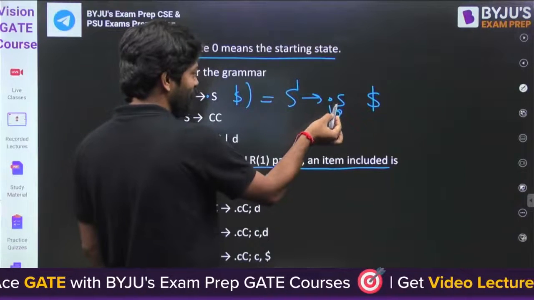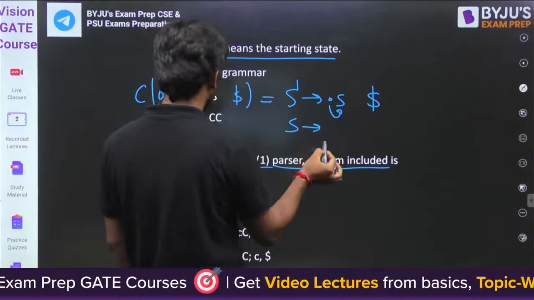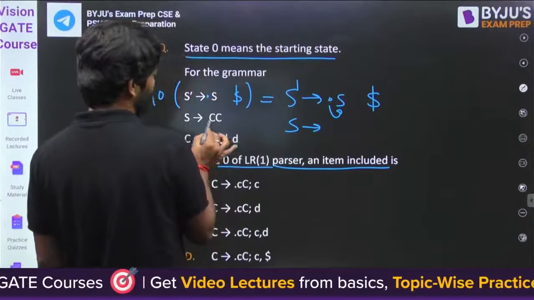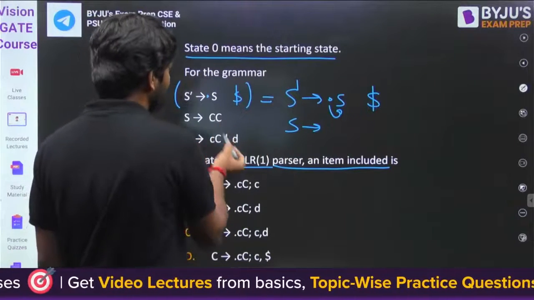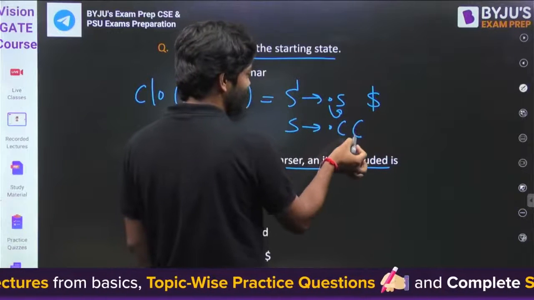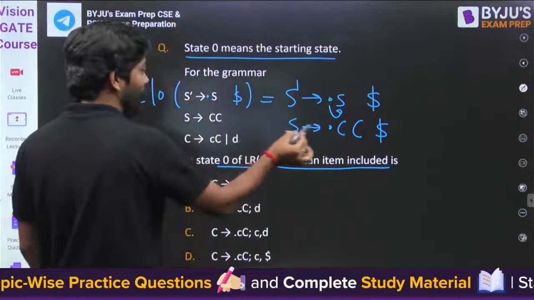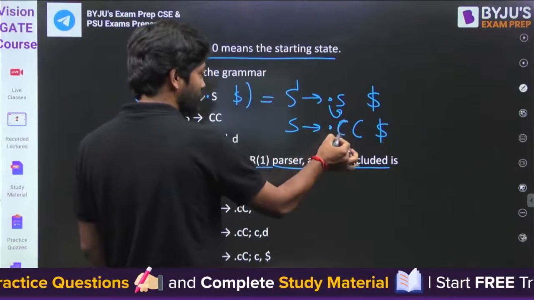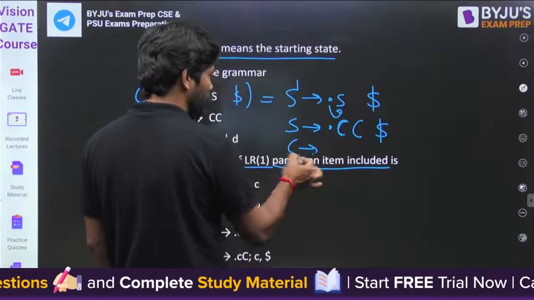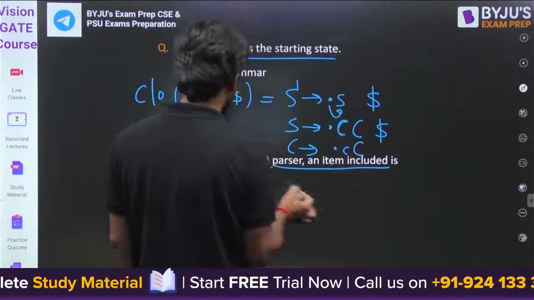S. It is a variable. Then add the production from the grammar. So S dash goes to what we have? We have S goes to CC. So I will write here dot CC. So due to this S, I am adding this production, so dollar will be there. Now after dot a variable is there, so we need to add the C production also. So C goes to dot C, small c and capital C, and D.